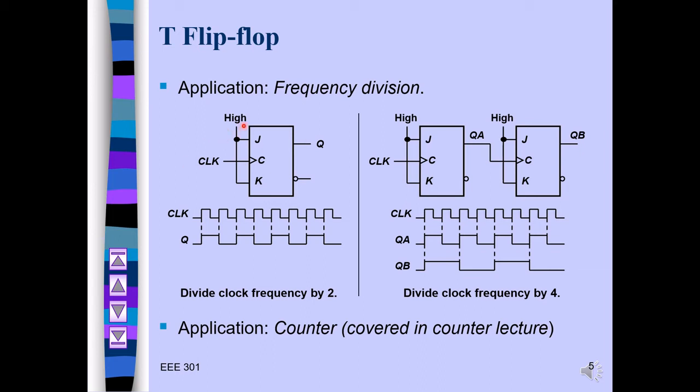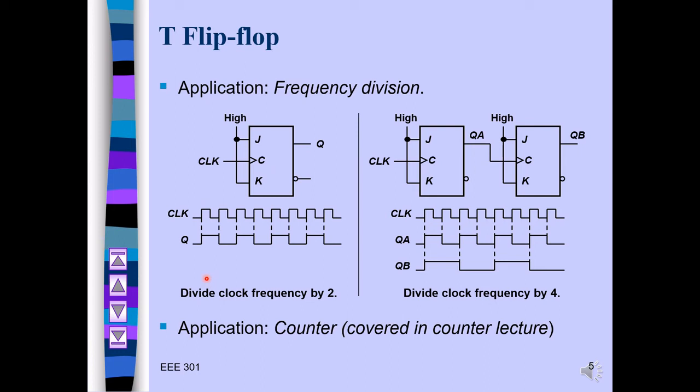So it says it's connected to high. So what will happen here with Q? It will toggle, right? If initially it's 0, at the clock edge it becomes 1. Then at the next clock edge it becomes 0. Remember that here it is changing its state only at the positive edge, because this is a positive edge.